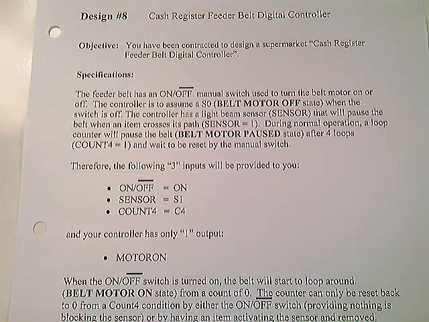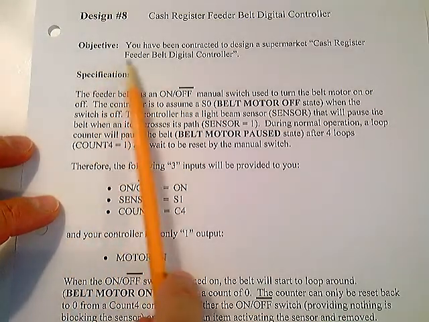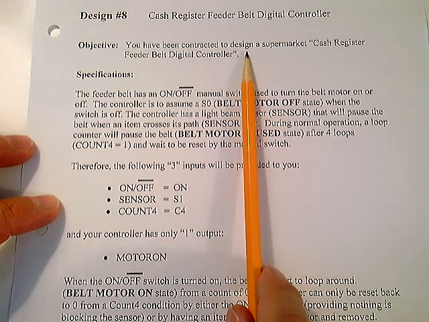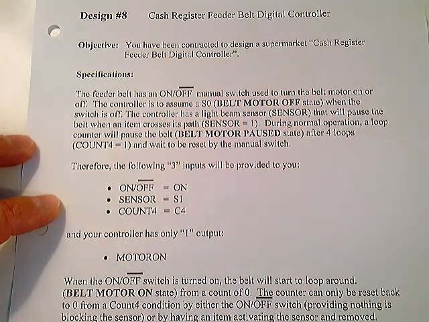If you take a look on page 231, we're going to look at design number 8. Both of these are homework problems. However, design number 8, you're actually going to build in lab and demonstrate it to me. So let's take a look at it. Cash register feeder belt digital controller. The objective is you have been contracted to design a supermarket cash register feeder belt digital controller.